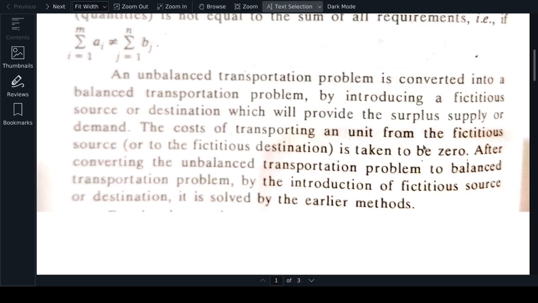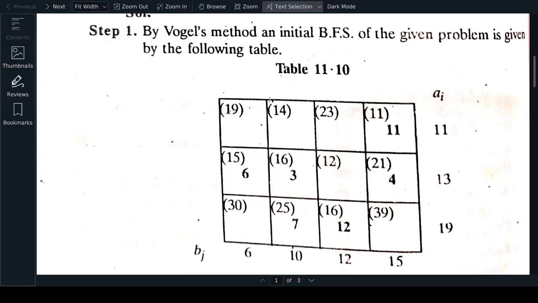Yes, sir, you gave it. Okay. You see the example of this one. On 9th December, I gave one problem related to the transportation problem. After Vogel's approximation method, you see table number 11.10. Here, what is the number of allocations? How many allocations are there in table 11.10? All of you see?